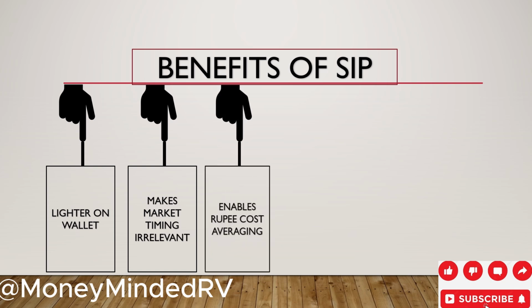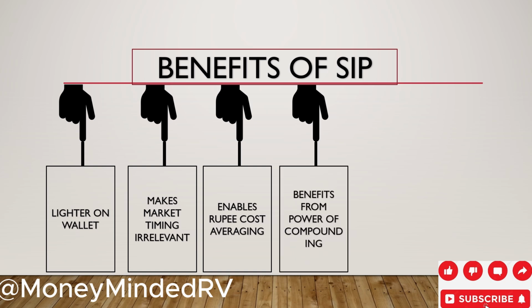The next advantage is that it enables rupee cost averaging. I hope you understand: different months have different NAVs, but the average NAV is usually lower than the highest NAV, so your cost of acquiring the investment goes down. Now the next is benefits from the power of compounding. As the years pass, the NAV of the fund increases. As you are in SIP mode, the average cost of acquiring is always lower, because initially your NAV will be low, towards the end your NAV will be high, but when your average comes out, it will be very low. Thus the power of compounding works to our benefit.